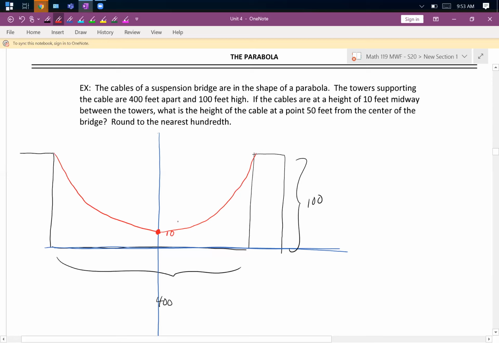I have my vertex here at the point 0, 10, and then I have these other 2 points here and here. We know that the distance between those two towers is 400, so we're splitting it. This will be the point -200, 100, since our towers are a height of 100, and this one's going to be 200, 100. Any questions on the diagram?